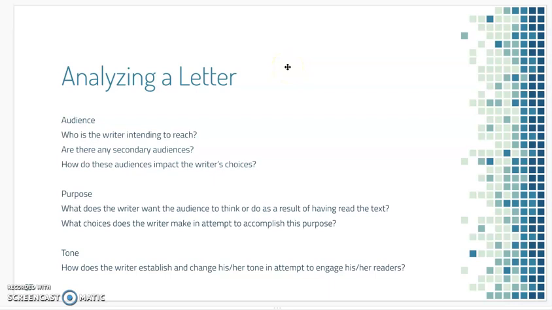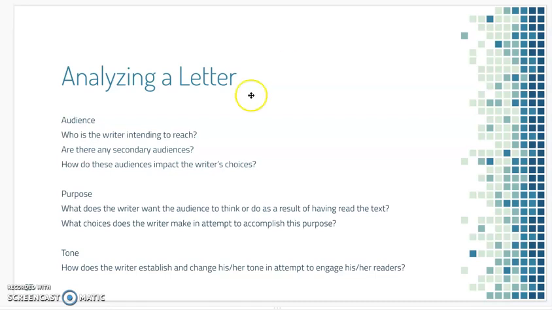And lastly, this is how we analyze a letter using these 3 techniques. Just like with any other sort of literature, there might come a time when you are asked to analyze the contents of a letter. So with an audience, who is the writer trying to reach? Are there any secondary audiences? Meaning, is there anyone that might be a recipient that is not outwardly clear? So is the author writing between the lines with that intention? And how do these audiences impact the writer's choices? So that would be the word choice or the way that he is describing things or any of the other sorts of writing methods that you have learned about when analyzing books.